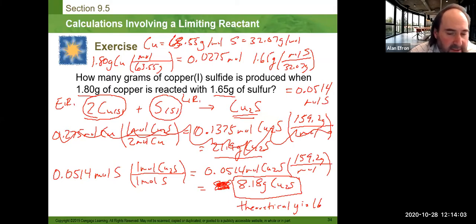First off, any questions on that calculation there? By doing these two calculations, we're going to figure out how much product we're going to produce. Whichever one is producing the smallest amount will be our limiting reagent, and that would also be our theoretical yield in that particular case.